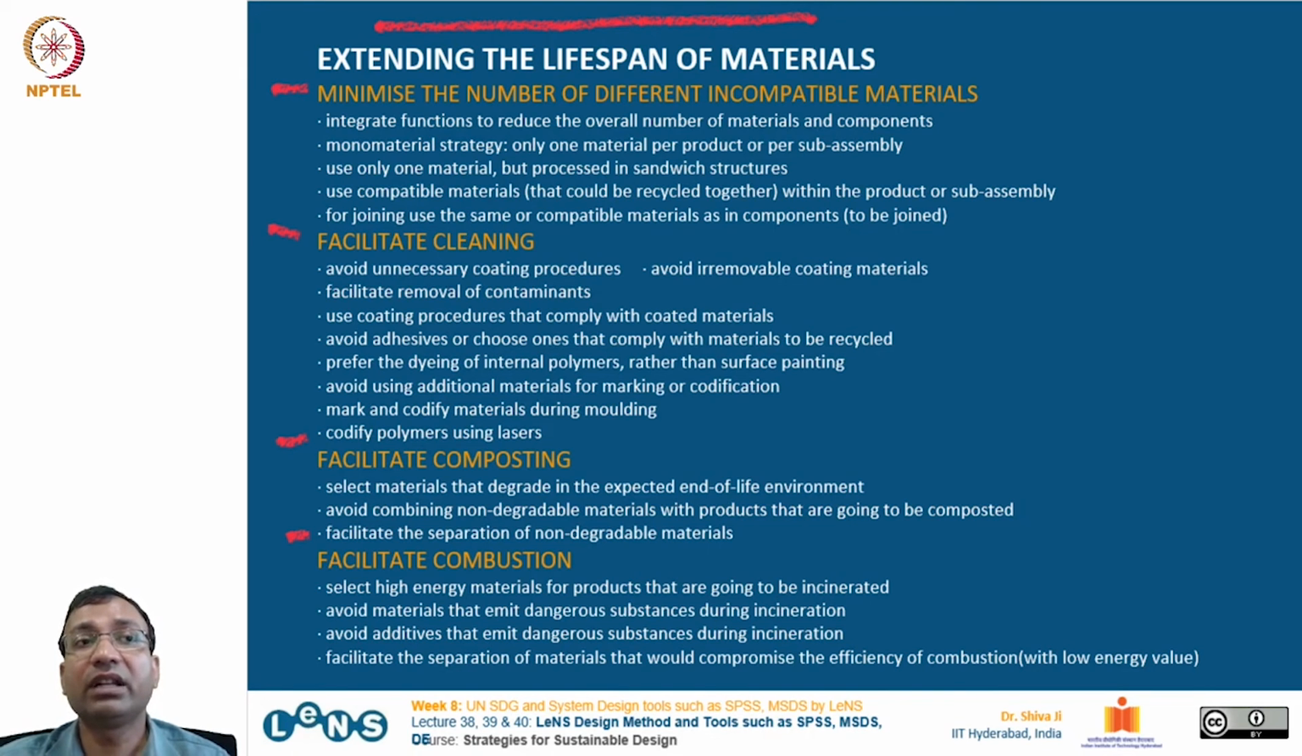Monomaterial strategy: only one material per product or per sub-assembly. Use only one material but processed in a sandwich structure. Use compatible materials that could be recycled together within the product or sub-assembly. For joining, use the same or compatible materials as in the components to be joined. So we saw in the previous example of this Herman Miller chair how the same material is used in the different components of the back, minimizing the issue in dismantling and taking it off.